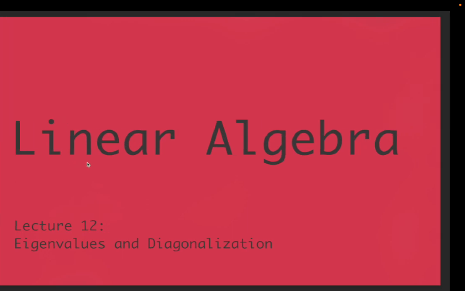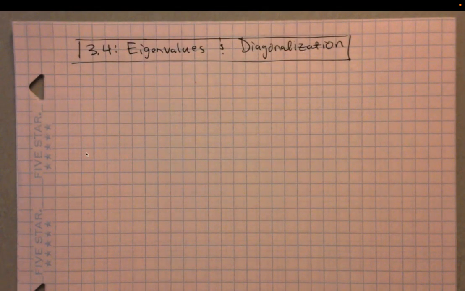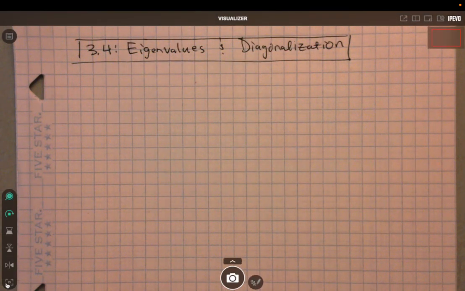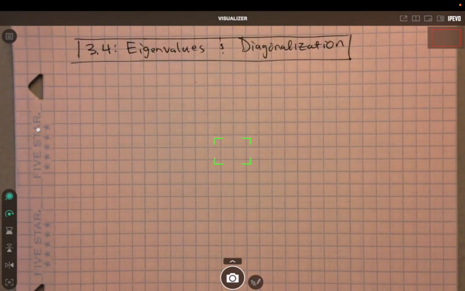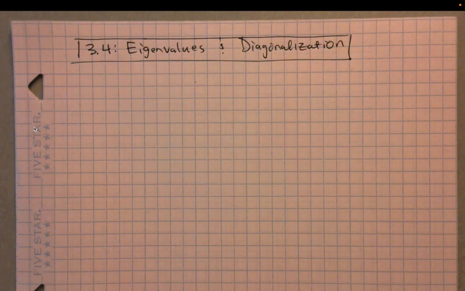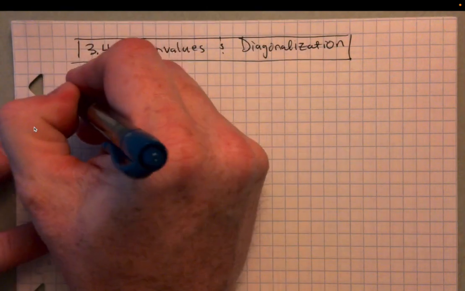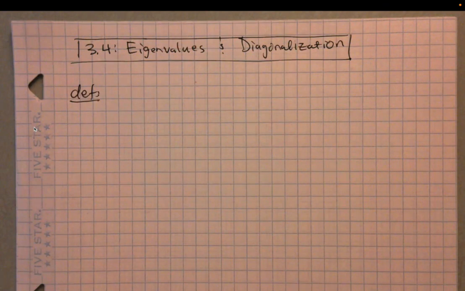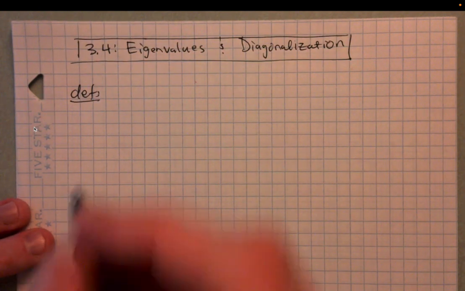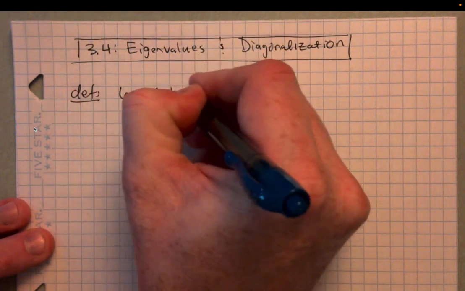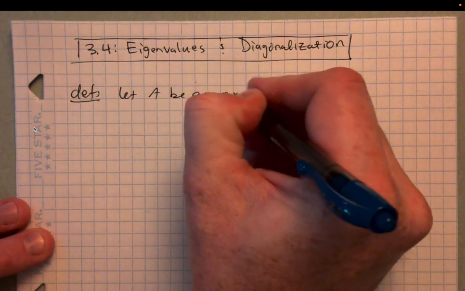All right, let's go ahead and jump into it. We'll call this section 3.4 Eigenvalues and Diagonalization. I think it makes sense to start by defining what we mean by an eigenvalue. This is a notoriously challenging section for students, so we're going to take it slow and make sure that things are well understood. We're going to let A be an n by n matrix.